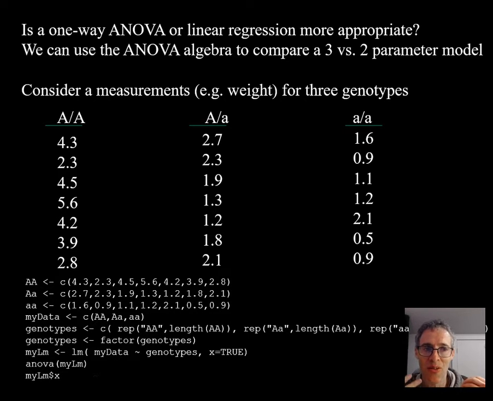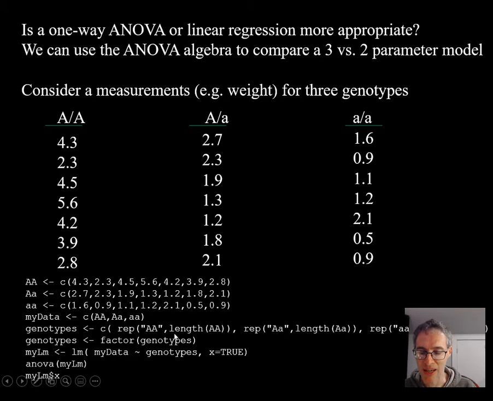So we can actually use ANOVA to say, is there a statistically significant difference in how much these two models explain? So we're going to compare a 3-parameter model to a 2-parameter model. Okay, so the 3-parameter model, you remember, is this model, right? And so in this case, the genotypes, right?